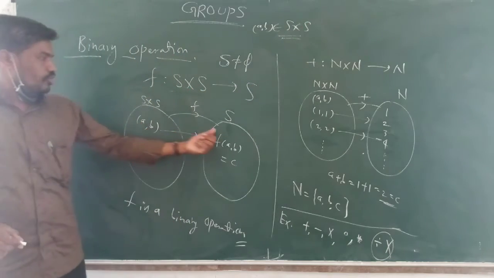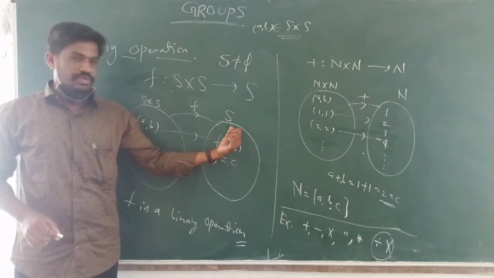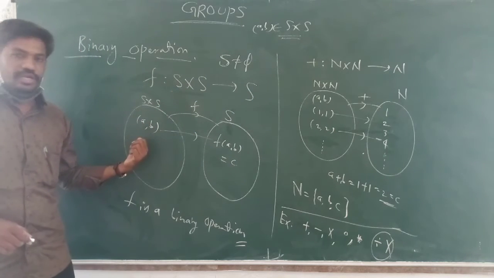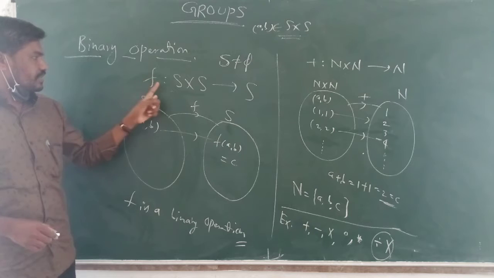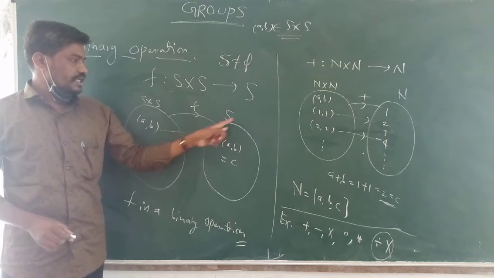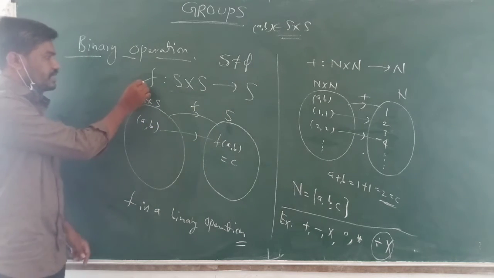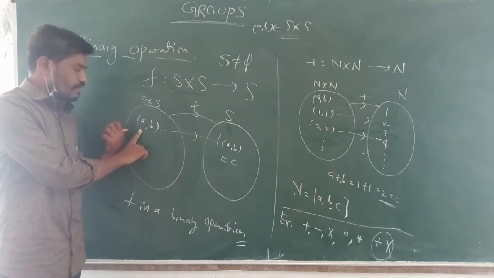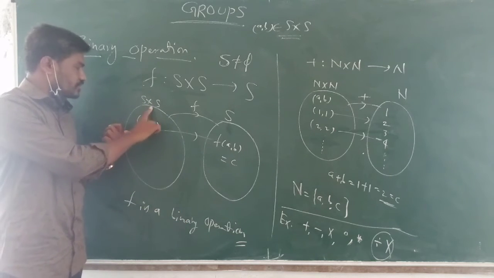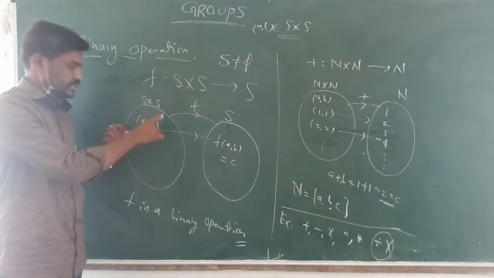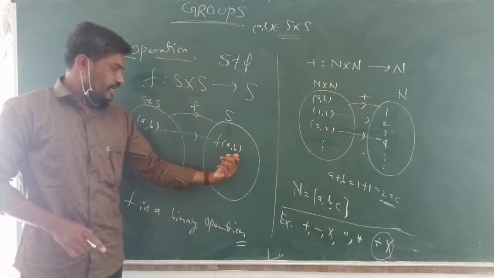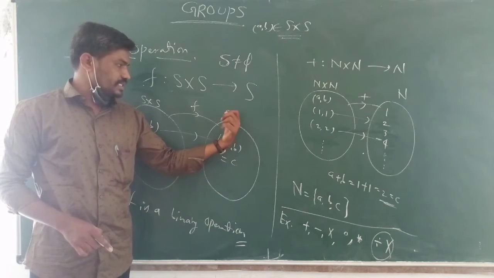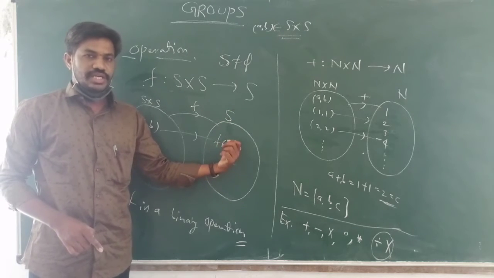This is the domain, and the codomain is the same. S is a single set, and S cross S is a set where you can select a pair of elements. If the function from S cross S to S satisfies the conditions, then f is called a binary operation. What does it mean? Take a pair of elements (a, b) belonging to S cross S. The image f of (a, b) must equal a value c, meaning this c value belongs to S.